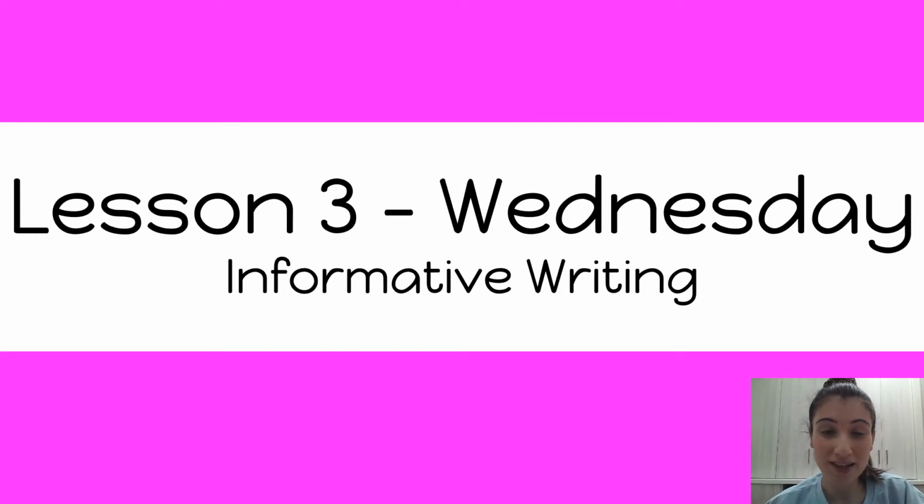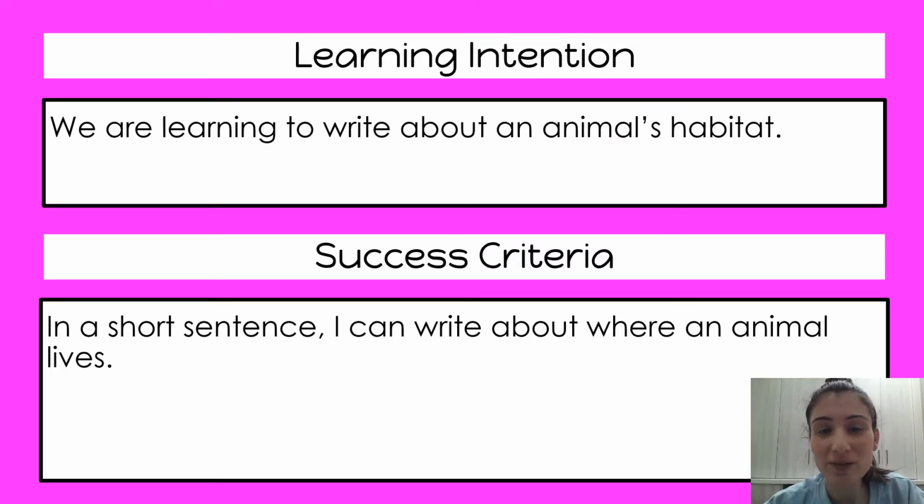So today's Wednesday, which means we're going to be doing lesson 3 and we're going to be doing some work on informative writing. Let's take a look at our learning intention and success criteria. We are learning to write about an animal's habitat. Now that might be a new word, and it's definitely a new word that we have learnt in our informative writing unit this term. Habitat is where an animal lives.